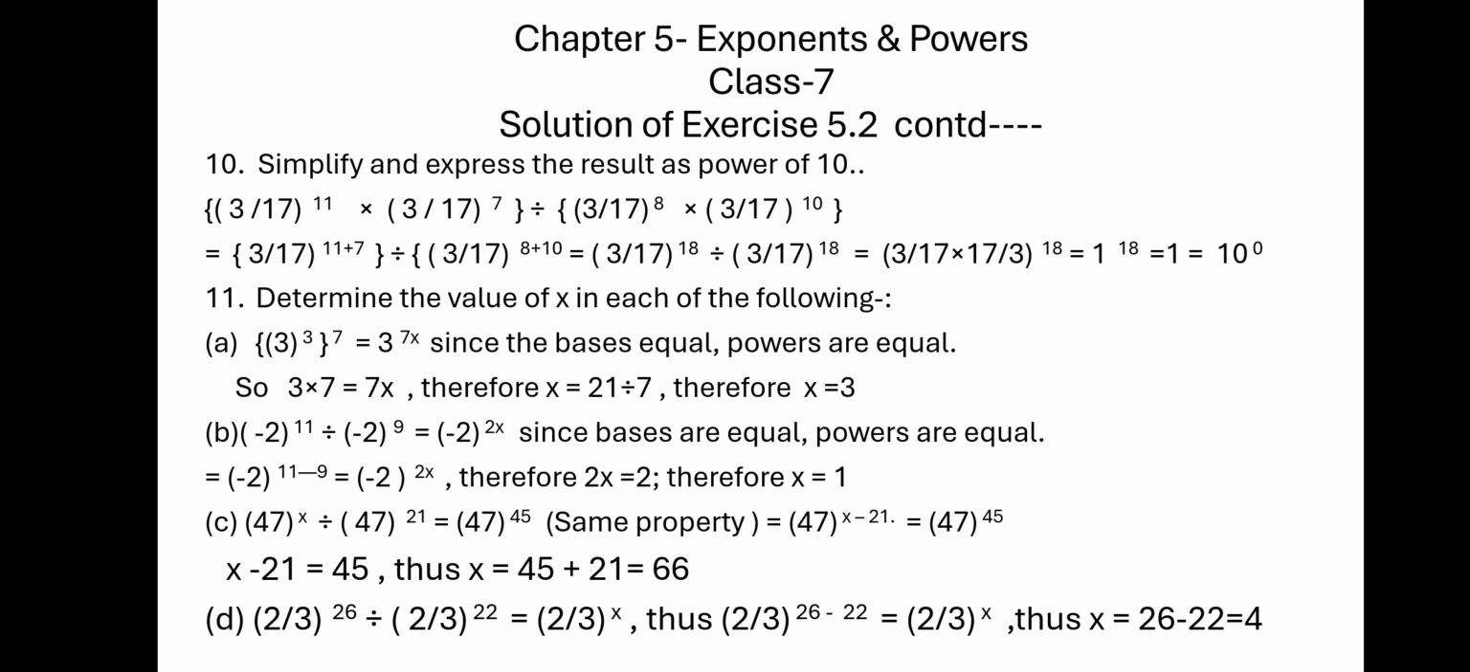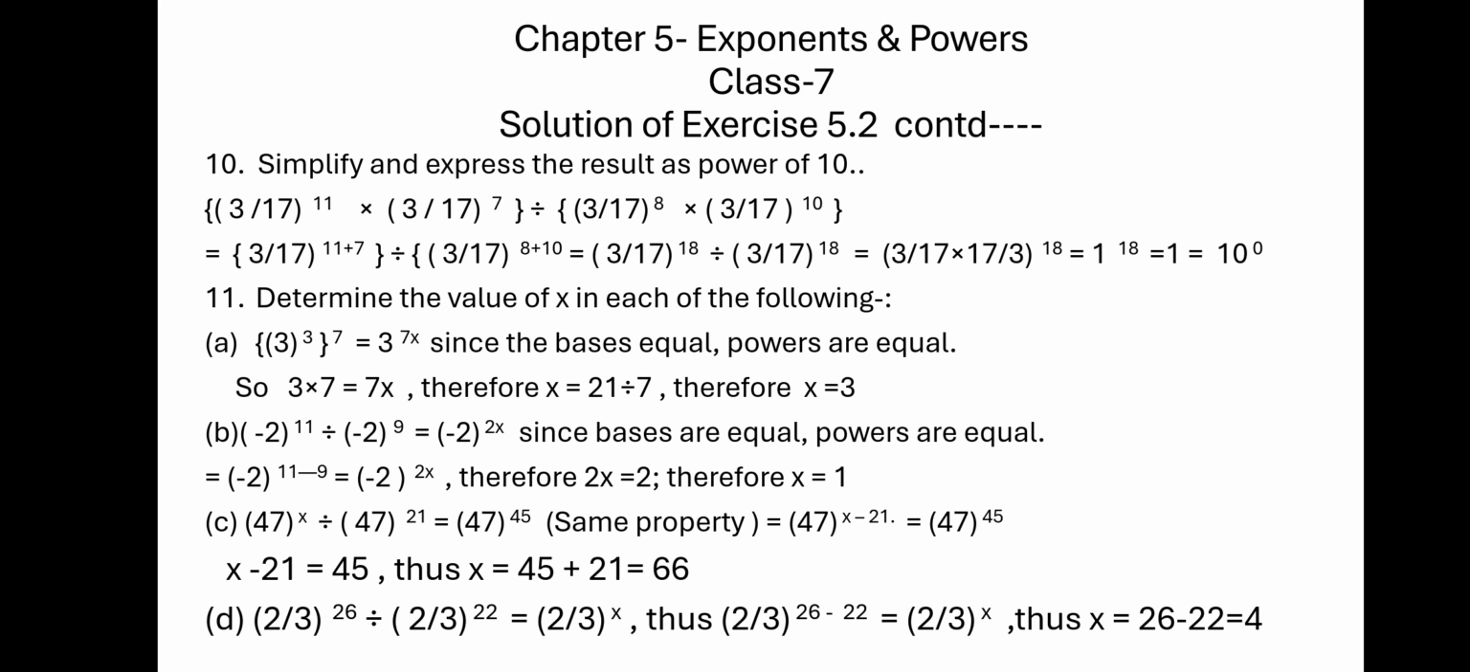10th question. Simplify and express the result as a power of 10. (3 upon 17) raised to the power of 11 multiplied by (3 upon 17) raised to the power of 7. This is in the bracket, so we'll first solve the bracket, and it is divided by another bracket, (3 upon 17) raised to the power of 8 multiplied by (3 upon 17) raised to the power of 10.